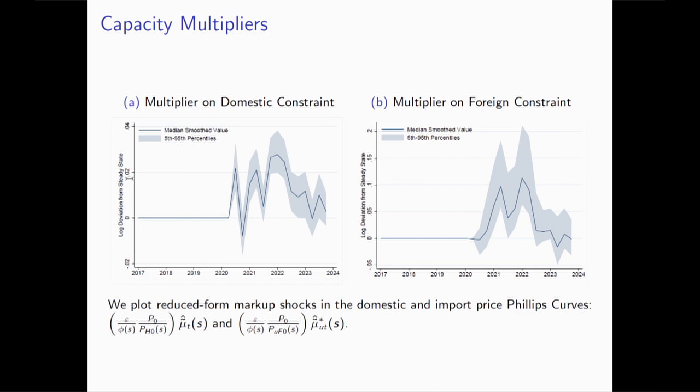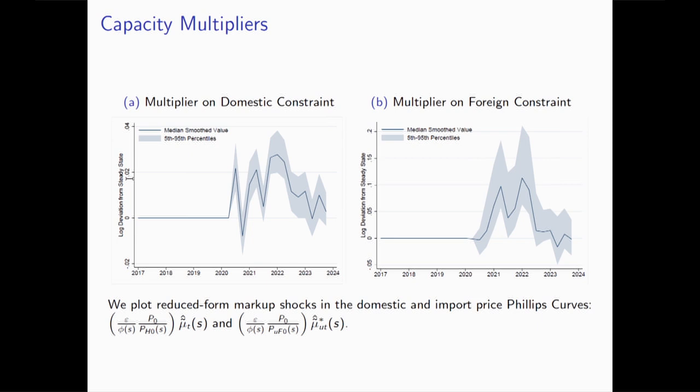What about the foreign constraint? The foreign constraint is even more stark. Not much happened in the first part of 2020. Towards the end of 2020, it starts binding, remains binding all the way until mid-2022, and then basically it's not binding anymore.